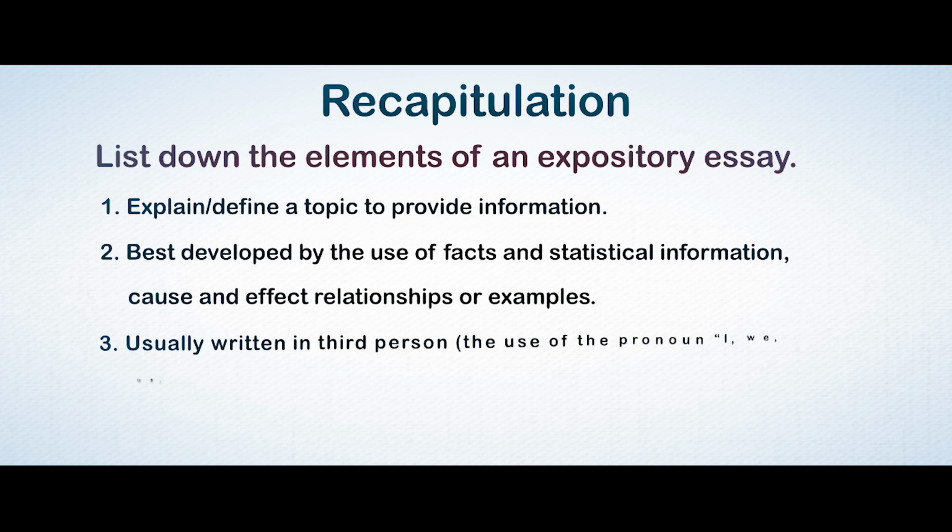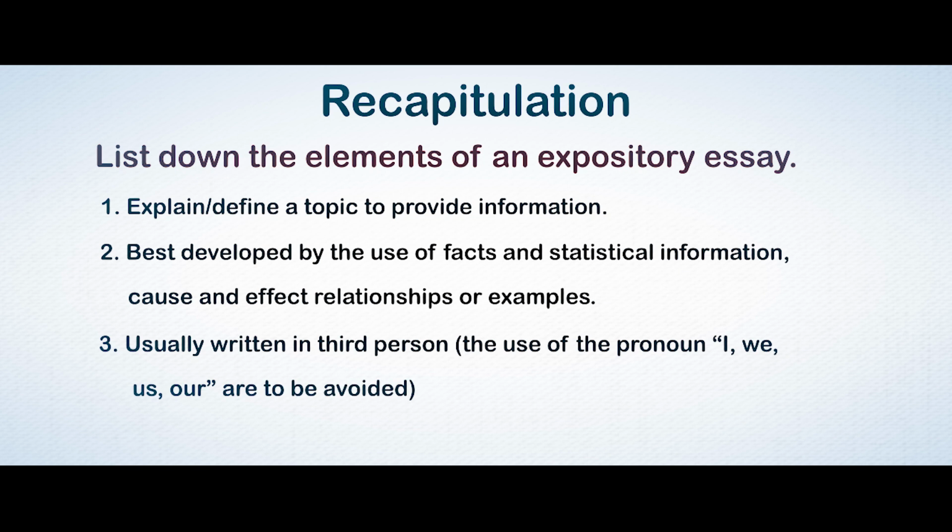Now, the third element is that it is usually written in third person point of view, and you're supposed to avoid pronouns such as I, we, us, our. Now, let me give you a very brief explanation here. The moment you use personal pronouns such as I, and you say, I think, I feel, then it becomes your opinion. It becomes a personal opinion. And this type of personal opinion cannot be considered valid unless you have authority over that information, meaning that unless you have conducted research or studies or maybe discovered something. This is the reason why we're supposed to avoid personal pronouns and encouraged to use third person point of view, like he, she, it, they, and so on and so forth.